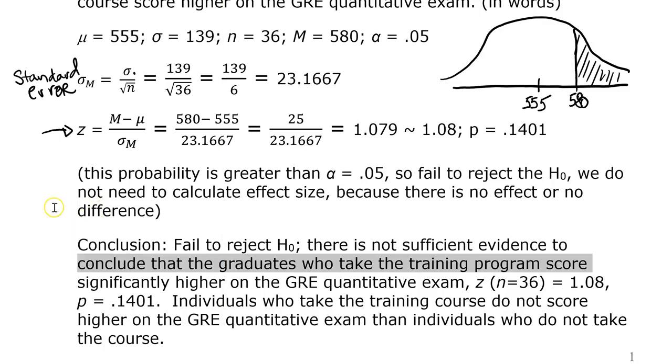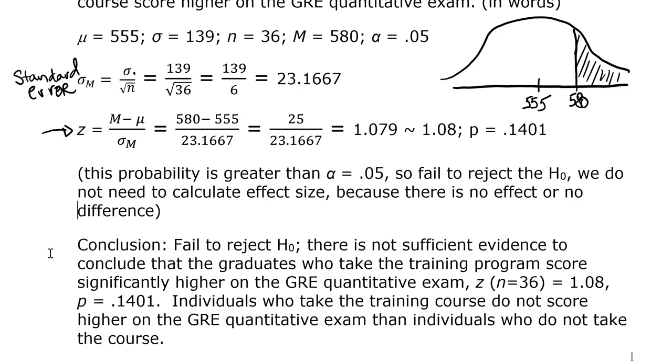So our probability is 0.1401. This probability is actually greater than alpha equal to 0.05. So our decision, step 4, to make the decision, we fail to reject the null hypothesis. We're not going to need to calculate an effect size because there is no effect or no difference, right?